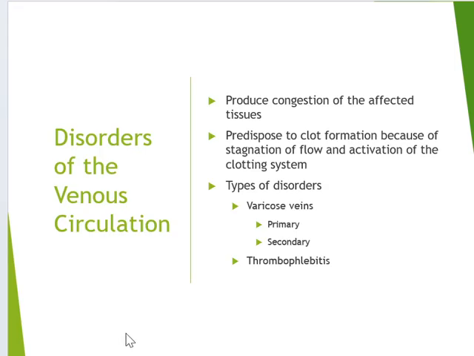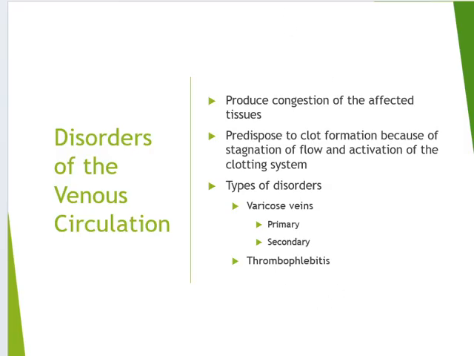If we have disorders of venous circulation, these usually produce some kind of congestion of the affected tissues. If we can't return things like blood and then lymph to the heart, it starts to congest or pool itself in the lower extremities. So this looks like things like edema, right? Because there's stasis in that venous circulation, that stasis of blood predisposes these patients to things like clot formation because of that stagnant blood flow. And it can also, in and of itself, activate the clotting system to further increase the risk of clot formation.